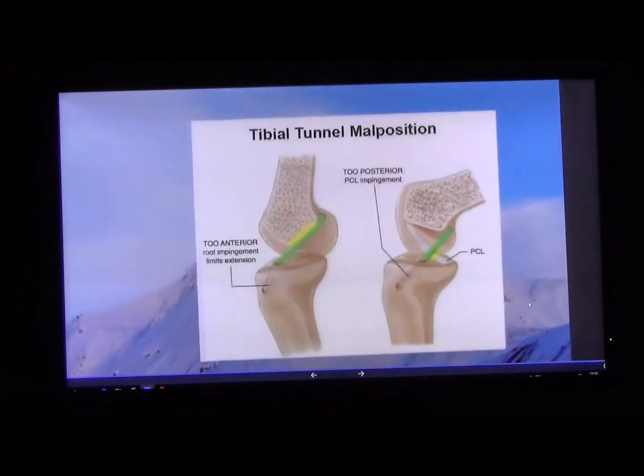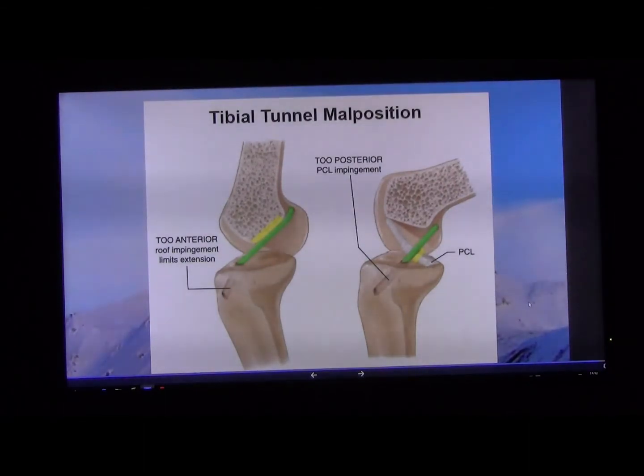The ramifications of having tibial tunnel malposition are significant. If too anterior, it's roof impingement, not being able to extend the knee. It's the first thing to work on in rehab after an ACL operation, getting locked back into full extension. And then you can end up bending over your PCL if you're too posterior too.